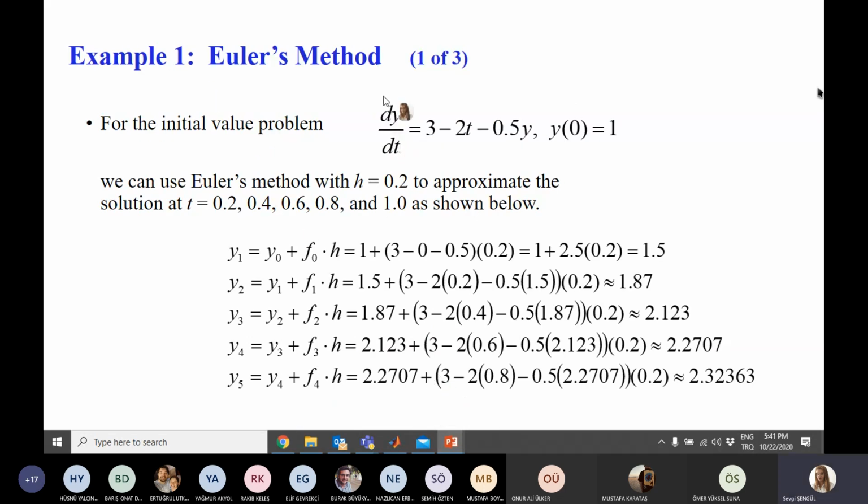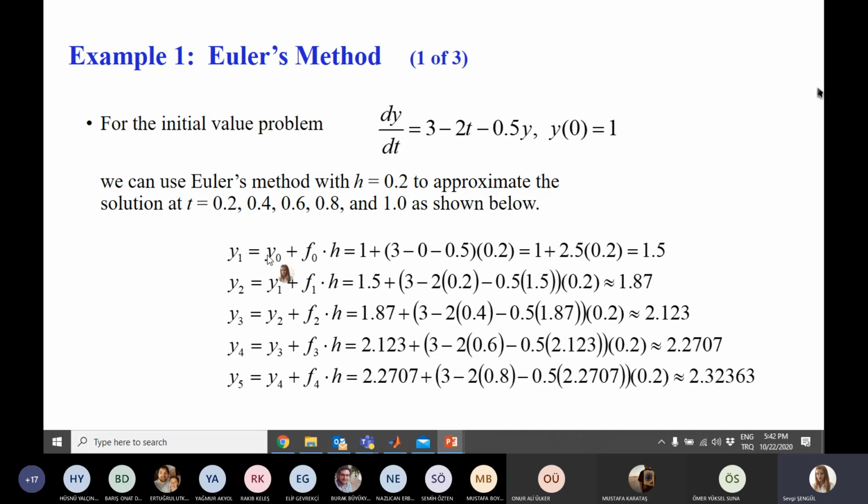Look at that one. For the initial value problem, dy/dt equals that, y(0) is 1. And let's use Euler's method with step size 0.2. So we will start at 0. Look at that, t0 is 0. It's telling us in here. And after that, we increase by the step size 0.2 each time. So 0, 0.2, 0.4, 0.6, 0.8, and 1.